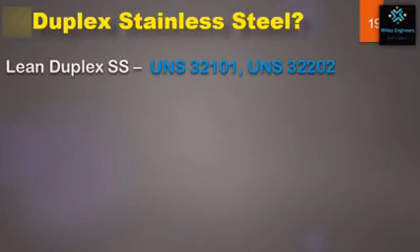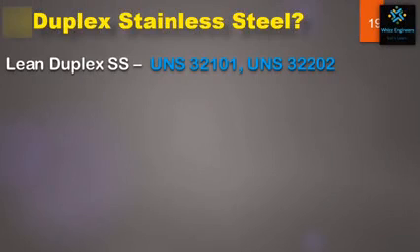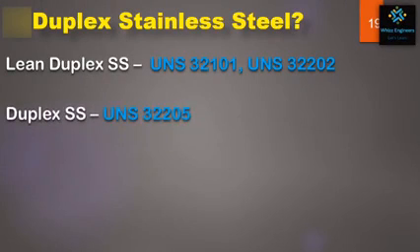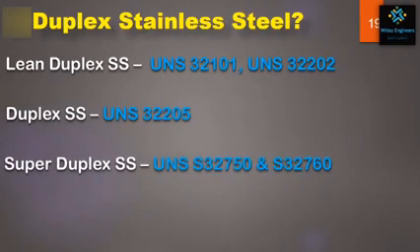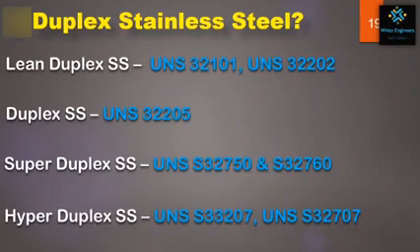These are some of the grades of DSS. Lean duplex stainless steel UNS 32101, 32202, duplex stainless steel 32205, super duplex stainless steel 32750, 32760 and hyper duplex stainless steel 33207, 32707.